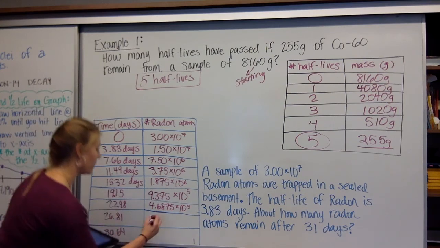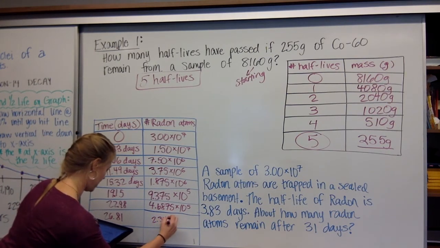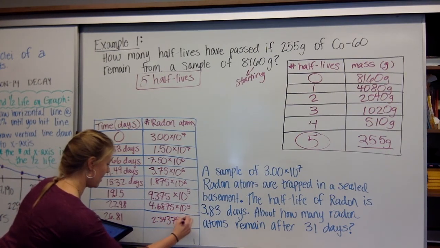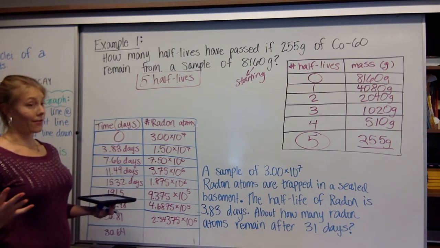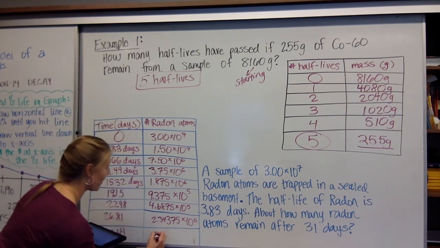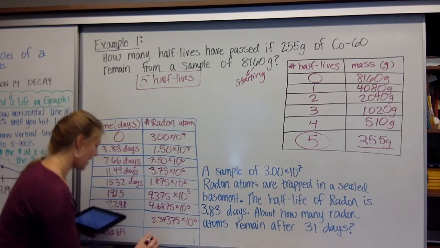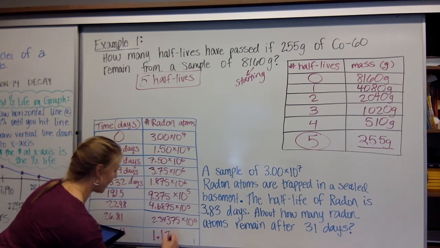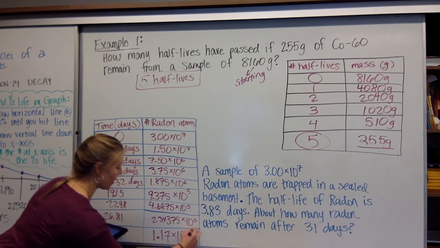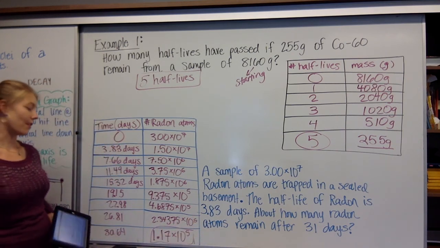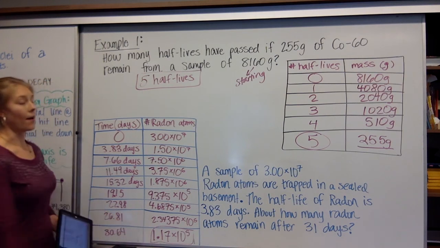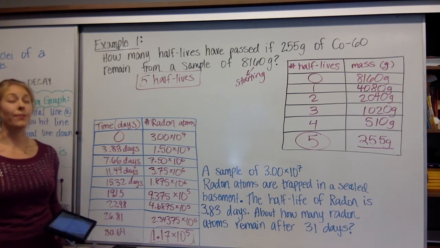One more, and we're at 2.34375 times 10 to the 5th. And the last one, we're going to round this for sig figs, so we can only have 3 sig figs. I get 1.17 times 10 to the 5th. And that's my final answer, right? So that's how many atoms remain after about 31 days.